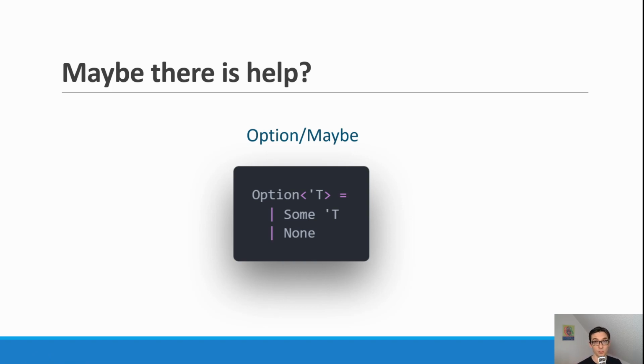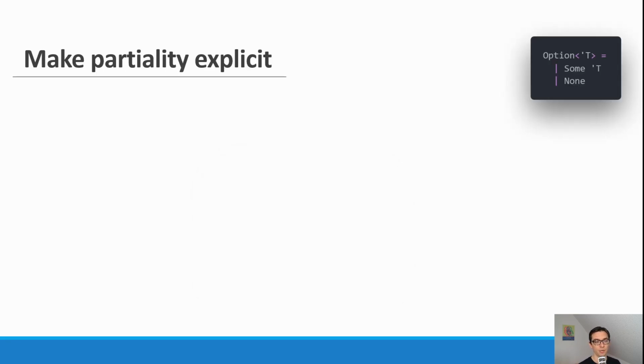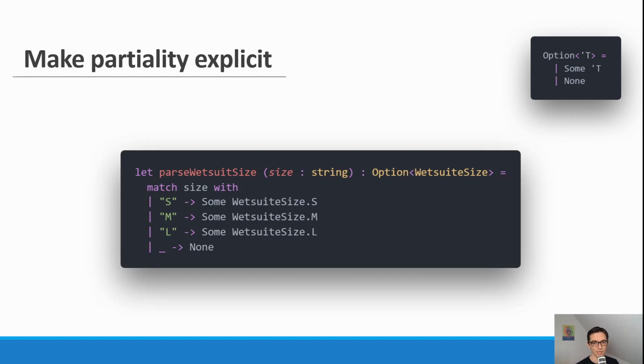And what can we do with this option type? For example, we can make partiality explicit. So we have the parseWetSuitSize function that I have shown you earlier on in the C# code. But now here we have the actual F# code. And if you have never seen F#, I'm going to explain this in a sec. If you have seen F#, you can fast forward this a couple of seconds. So what we actually have here is a function called parseWetSuitSize. And this function has a return value of option WetSuitSize. So this is what we're returning in the end.